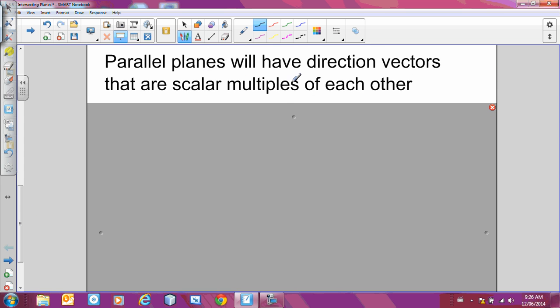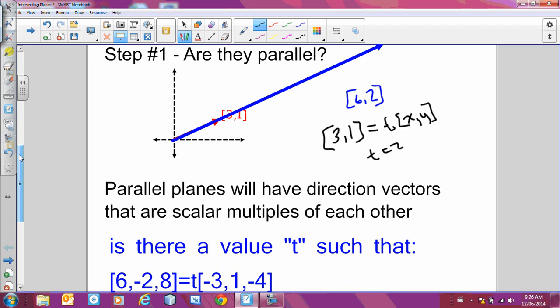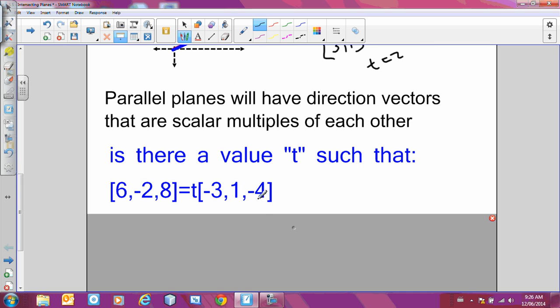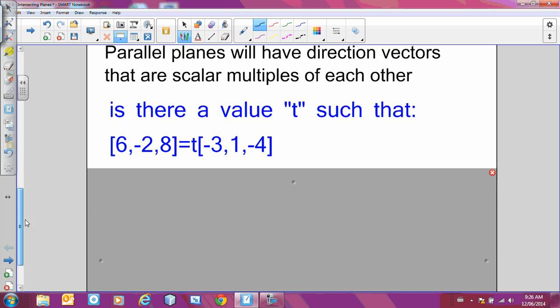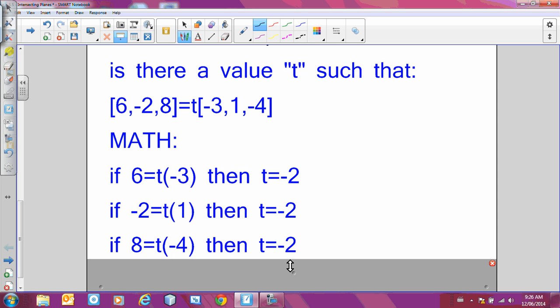So the same will occur now. If two planes are parallel, then their direction vectors will be scalar multiples of each other. And so I'm looking to determine whether there's a value of t, in the case of the example above, such that this direction vector is equal to t times the other direction vector. The math of it is pretty simple, really. I'm looking to figure out what t value, when multiplied by -3, gets me 6. Well, obviously it's -2.